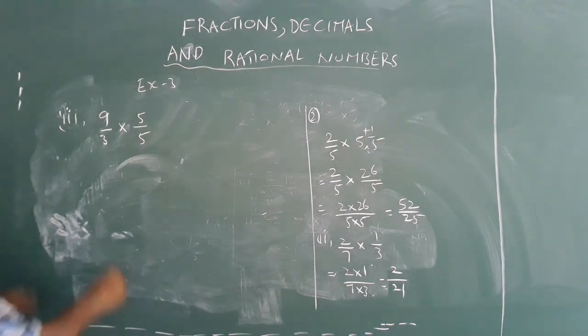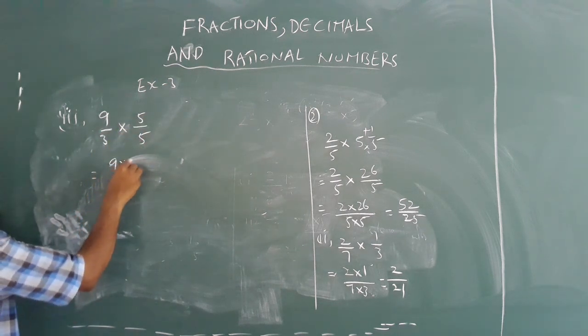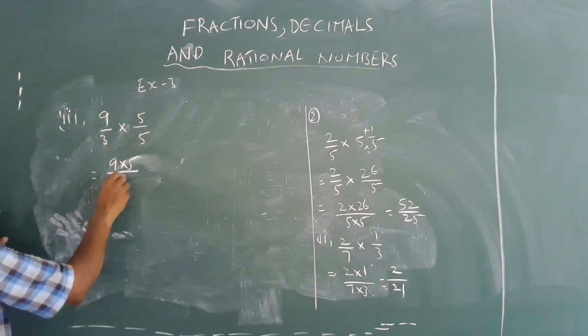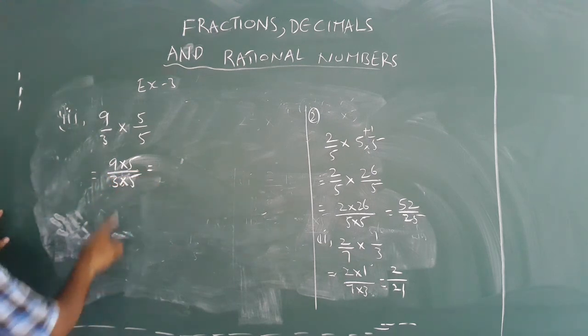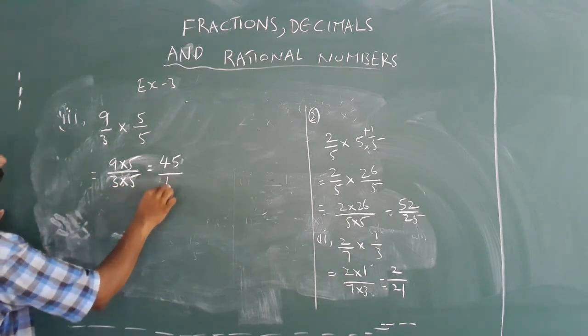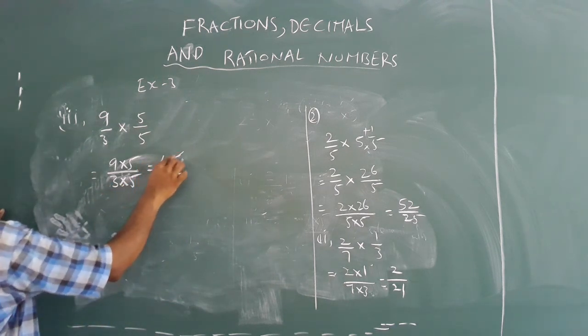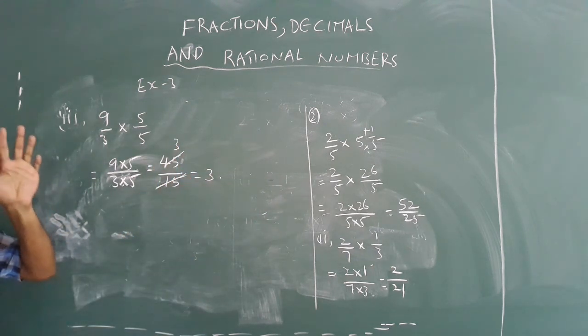Yes, children, numerator into numerator, that means 9 into 5, denominator into denominator, so that means 3 into 5. 9 5s are 45. 3 5s are 15. This 15 goes into 45 three times. So what is the answer, children? 3. Next problem.